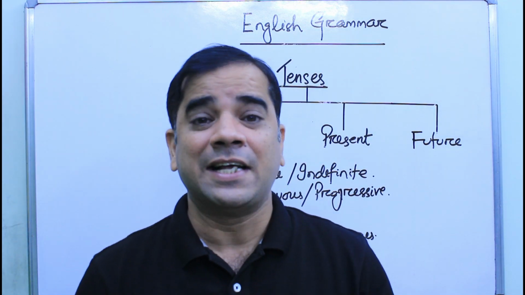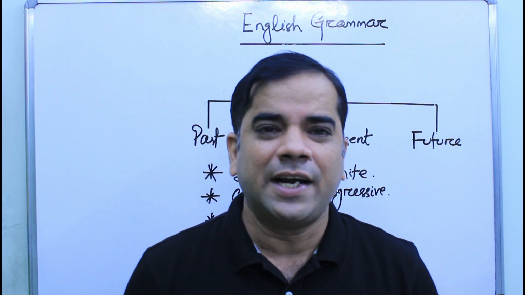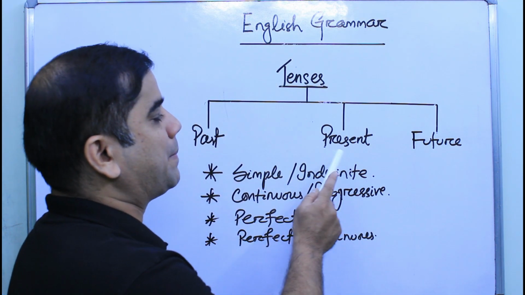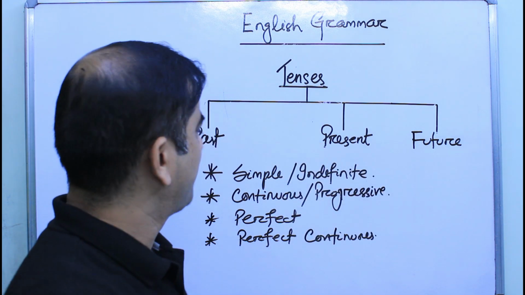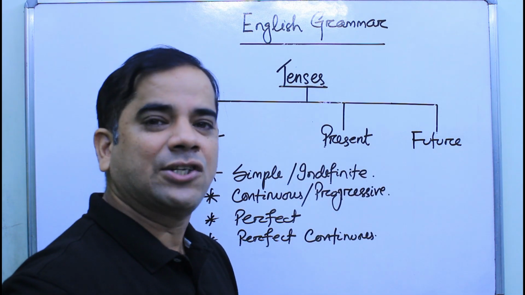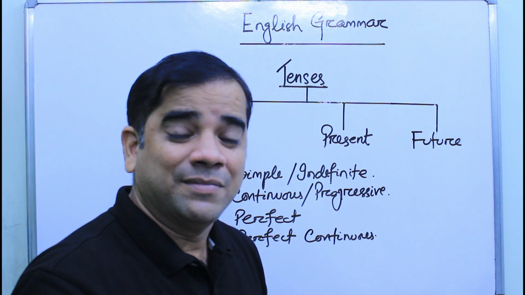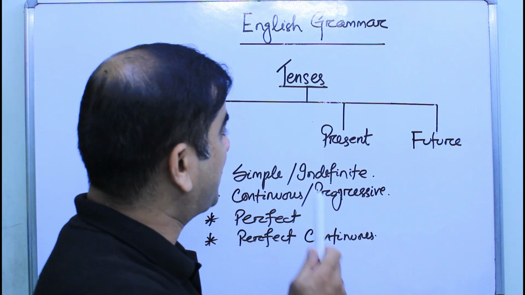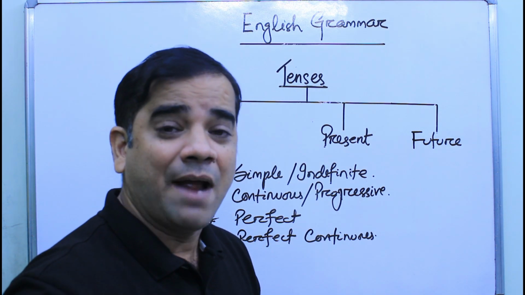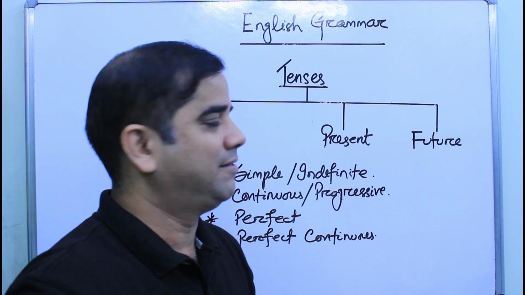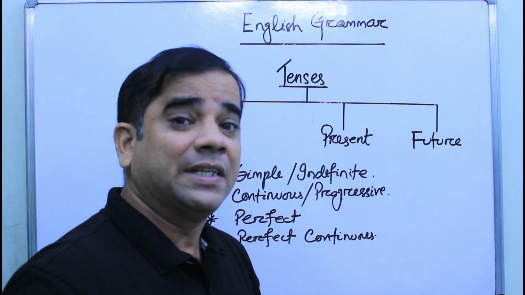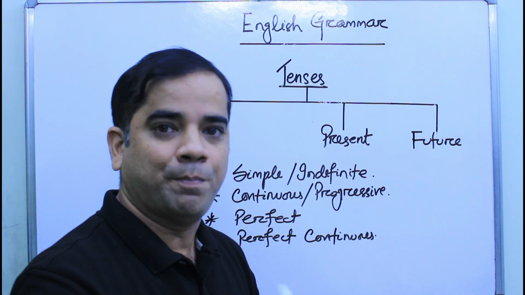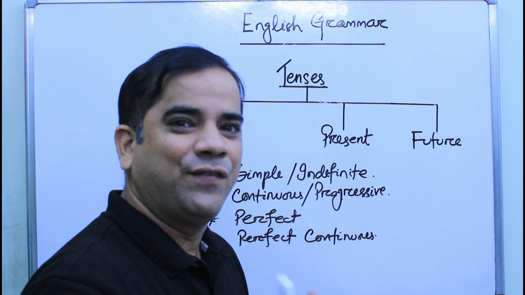Students, tenses represent the time period. Generally, we divide tenses into three parts. These are past, present, and future. Past tense means it has already happened, the time which can never come back. That is our past. Present is the time in which we are in, and future is the time that is about to come. So past, present, and future.